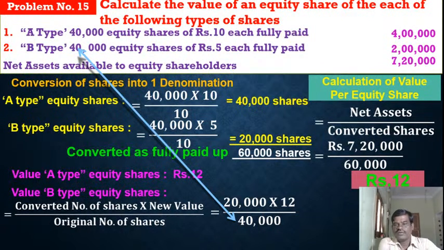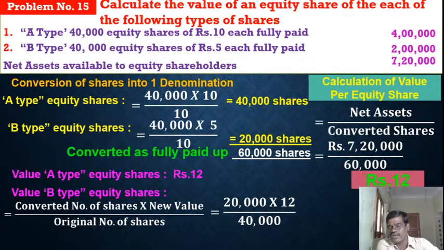Okay, we have converted 20,000, but how many shares were there before? 40,000. Before converting, the original number of shares in B type is 40,000 equity shares. You have to take it as 40,000 shares. Okay, now we have got the value per equity share in B type. What is the value per equity share? Rupees 6.